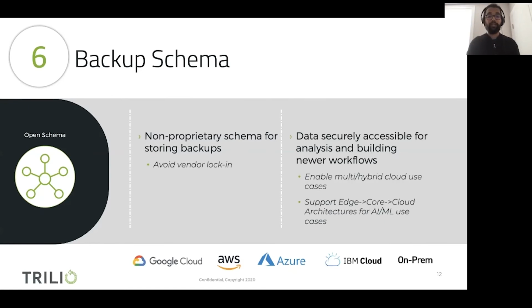You may want to create additional workflows. You may want to build in additional analytics. There are use cases like we mentioned, multi-cloud and hybrid cloud, for which you may need to transfer data from one site to another site, or read data at another location from a primary location. There are use cases like edge to core to cloud. There are architectures for, again, artificial intelligence and machine learning types of use cases where you need the data to be openly accessible. So making sure that your backup schema is an open schema is paramount.